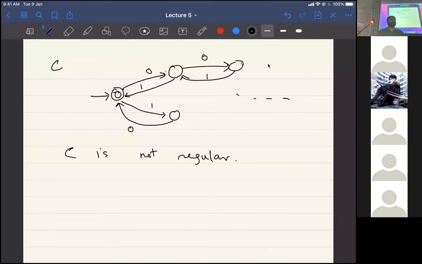Okay. So yes, is there anyone else who thinks that C is regular? Still thinks that C is regular?